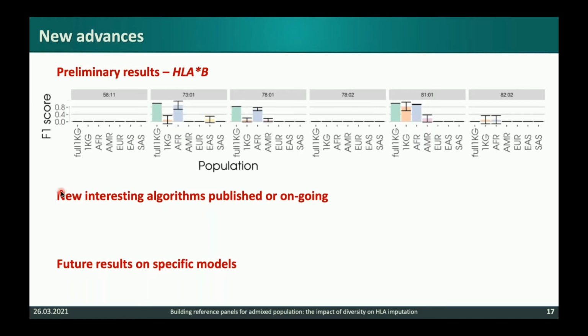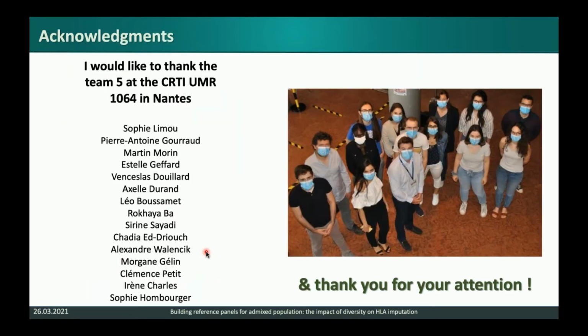We also have new interesting algorithms that are published or ongoing. I'm thinking about CookHLA, which has been published recently, or DeepHLA, which we will be looking into in the future. And the results on the specific models with UMAP and PCA should come soon. I would like to thank the whole team again for their help, and Nicola especially, and thank you for your attention.